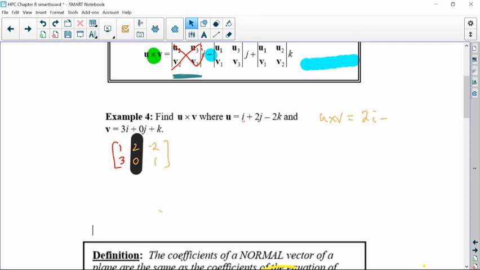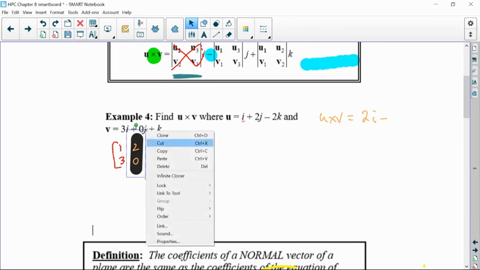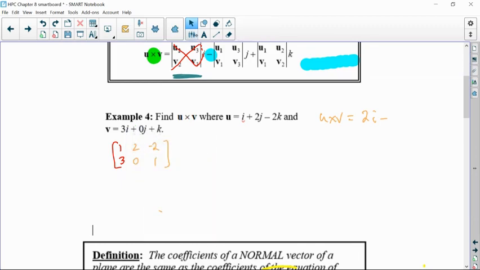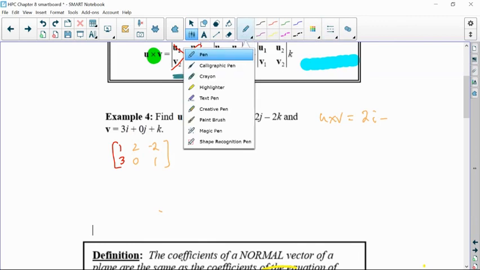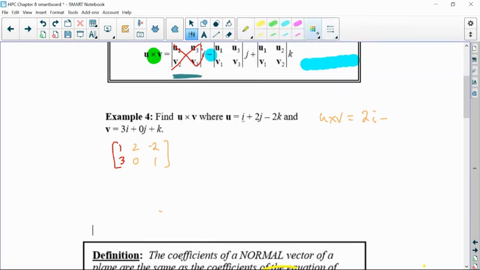Well, that didn't quite work. Okay, so let's try that again. Let's cut that, and let's go to highlight. Oh, good, I already picked a color. Let's take out that column.